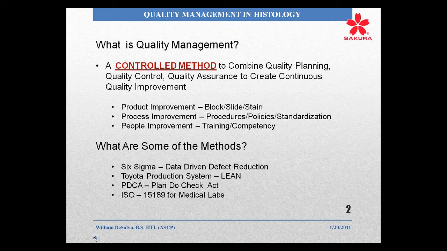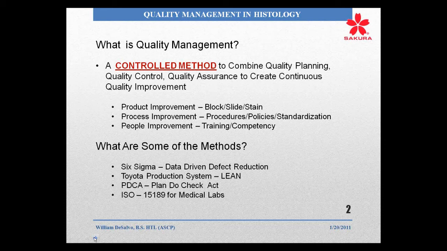And then one of the most important parts, which often can be overlooked, is people improvement, training and competency, not just having people do the work, but properly preparing them through training and properly evaluating them through competency. So again, a controlled method. It's an all-inclusive method. It's not just one part. It's putting all the parts together.